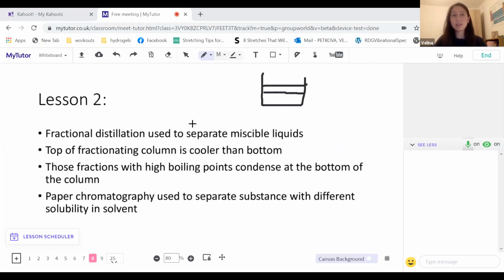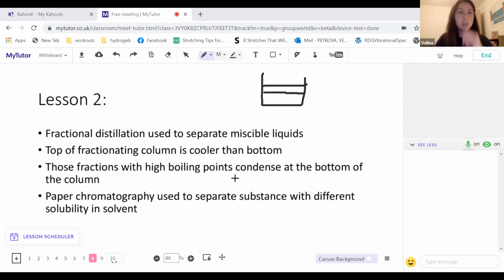Can people give me an example of miscible liquids that we've come across a few times now? Okay, so oil and water is not miscible. Ethanol and water, brilliant. Everyone who's saying ethanol and water, that's really common. We'll explain the physical separation methods again at the end if we've got time.